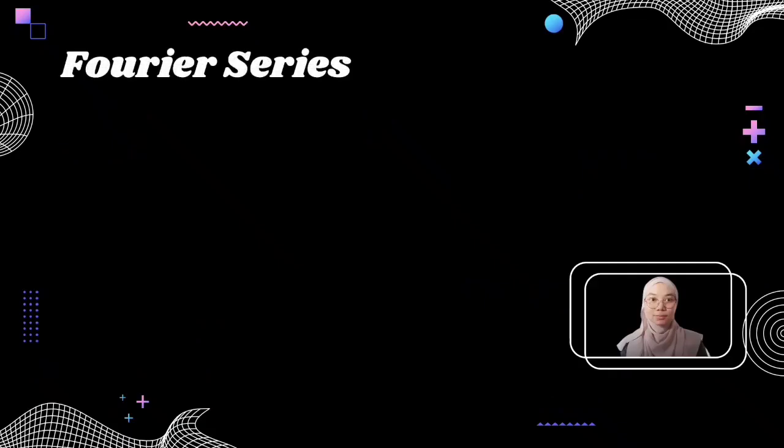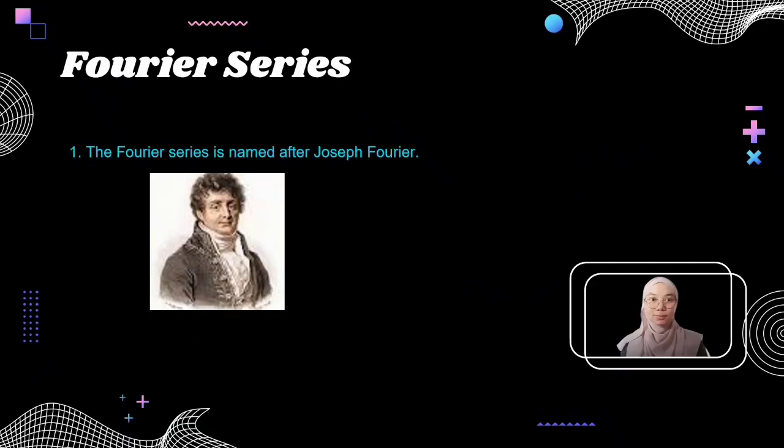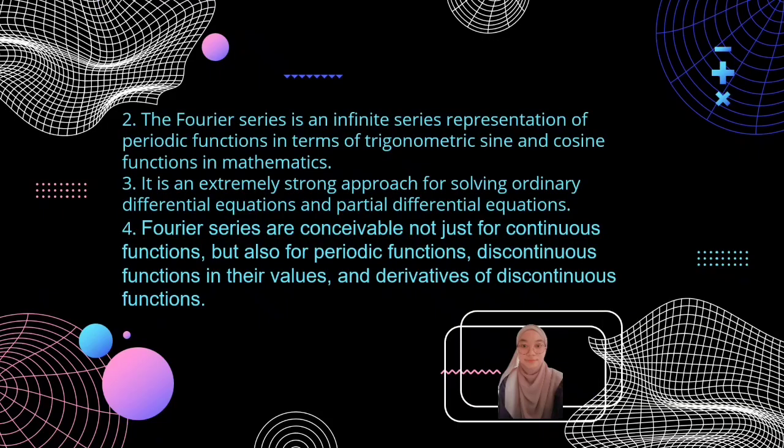The Fourier series is named after Joseph Fourier, who is a French scientist and mathematician. The Fourier series is an infinite series representation of a periodic function in terms of trigonometric sine and cosine functions in mathematics. It is an extremely strong approach for solving ordinary differential equations (ODE) and partial differential equations (PDE), especially when periodic functions occur as non-homogeneous terms.